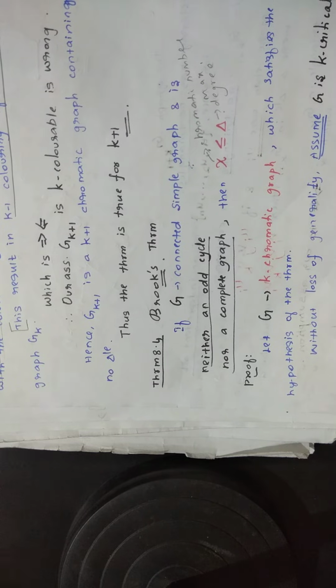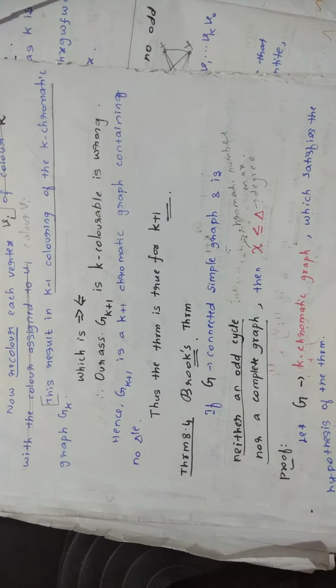Connected graph means what? The graph will be connected. A simple graph means what? There will be no loops. The graph should not have loops and the graph should not have multiple edges. Okay, and that kind of graph you are having, and is neither an odd cycle.